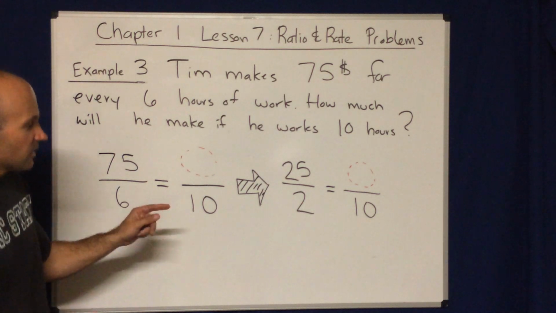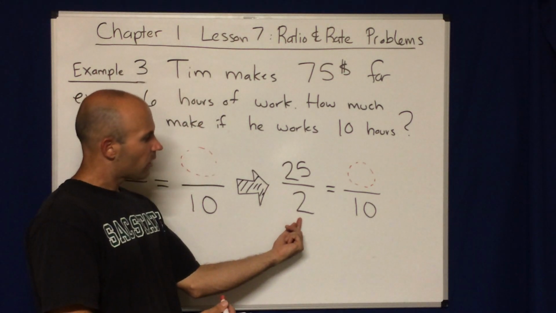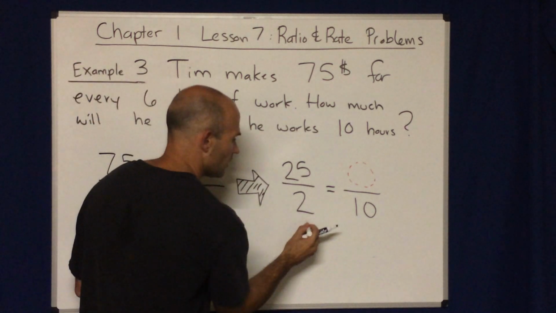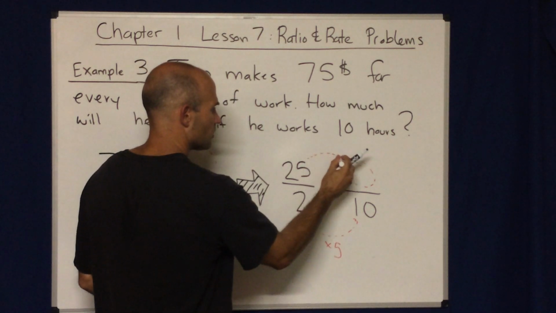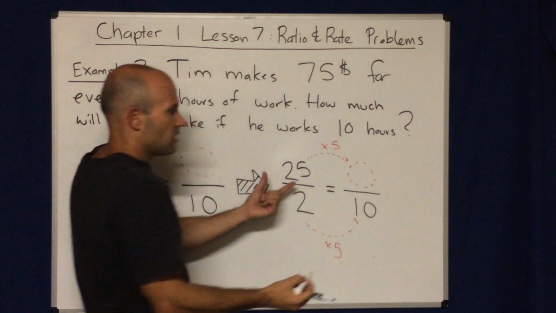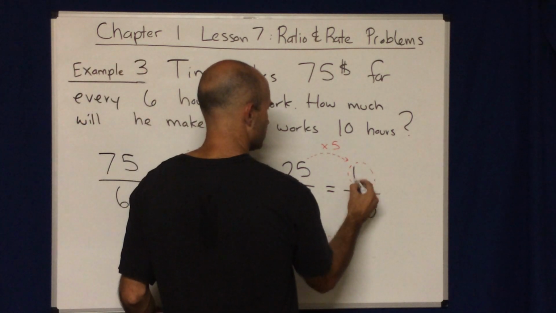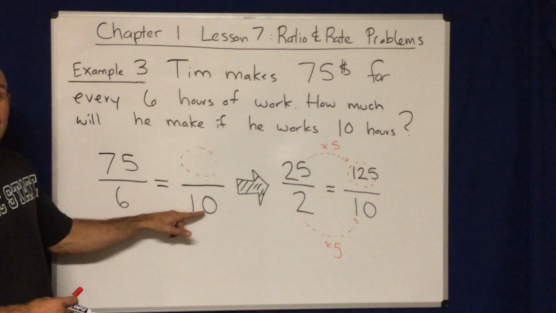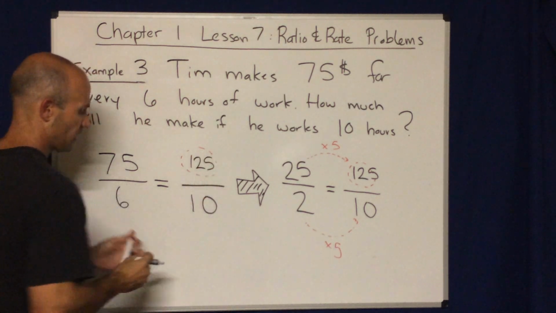And the answer here is yes, because now I'm in an example 1, example 2 type situation, where I think, oh, I can take this 2, multiply it by 5 to get my 10, and then I'll do the same thing above. So 2 times 5 is 10, and then 2 multiplied by 5 up top as well, 25 times 5. Once again, you may have to do a side calculation, that's not a big deal, but 25 times 5 is 125. The conclusion is that if Tim works 10 hours, then he'll make $125. So that's our answer in this case.